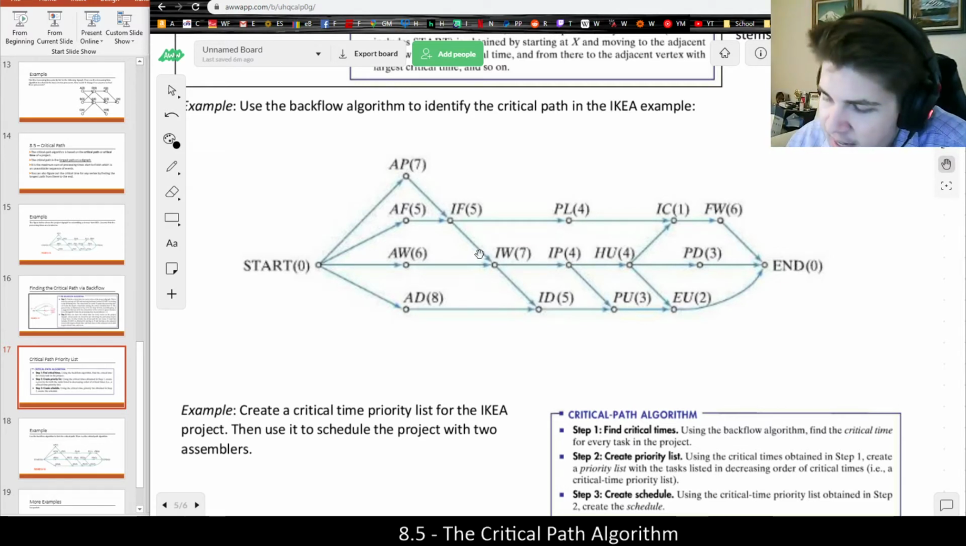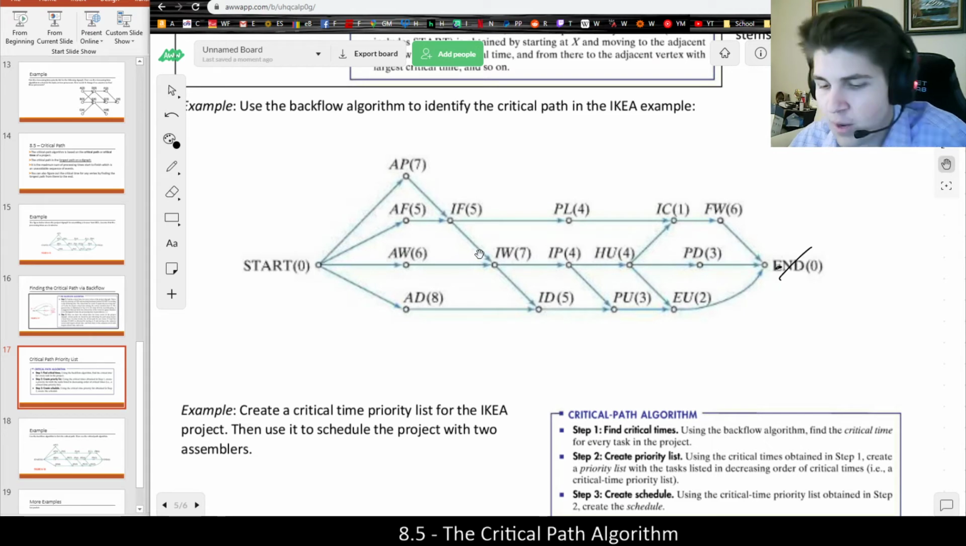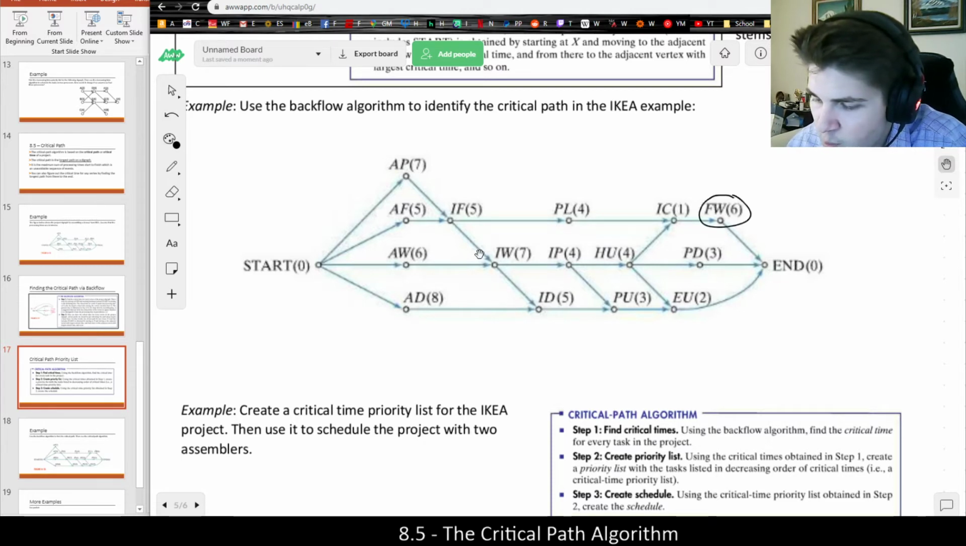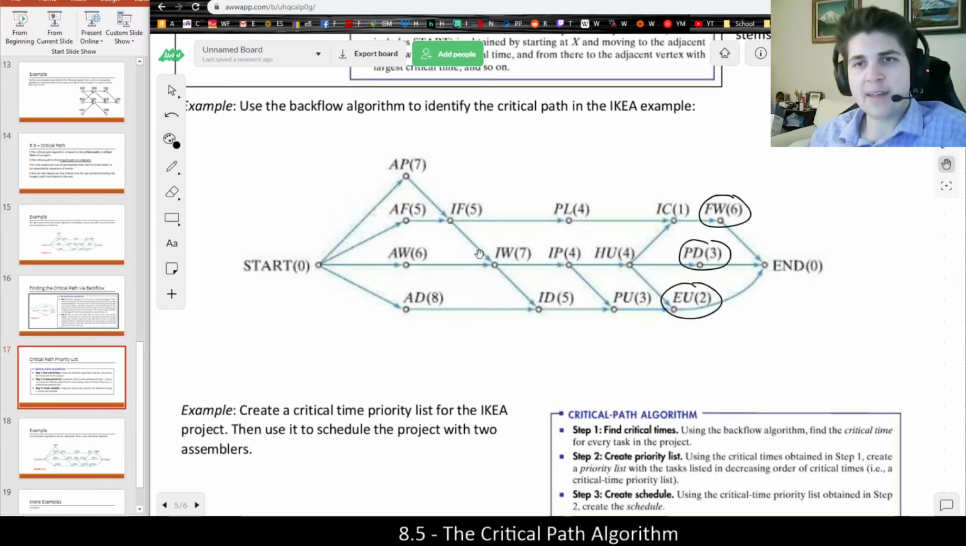So the end is, as I said before, not really a necessary point, because there's no time associated with finishing the project. So this one I would generally just skip. But you could say that this has a critical time of 0 if you want, but I wouldn't even bother. But if I'm going backwards from the end, what I would then want to look at is, well, what are the critical times of each of these points?